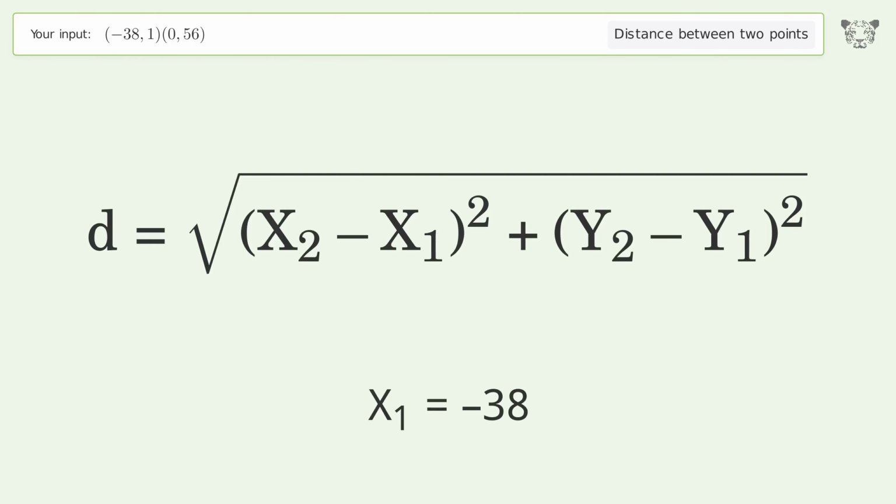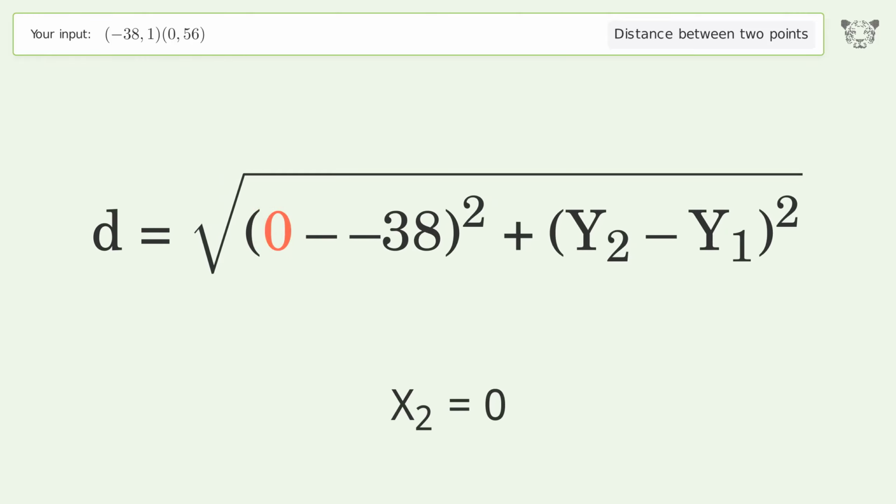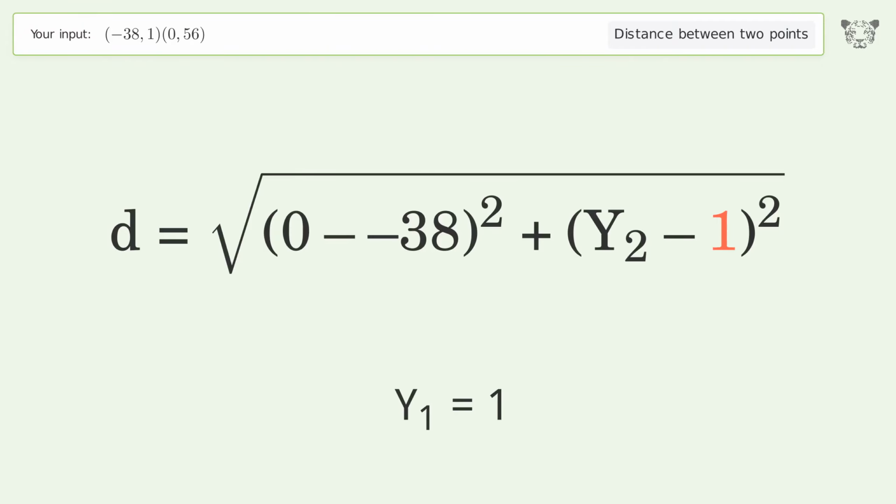x1 equals -38. x2 equals 0. y1 equals 1. y2 equals 56.